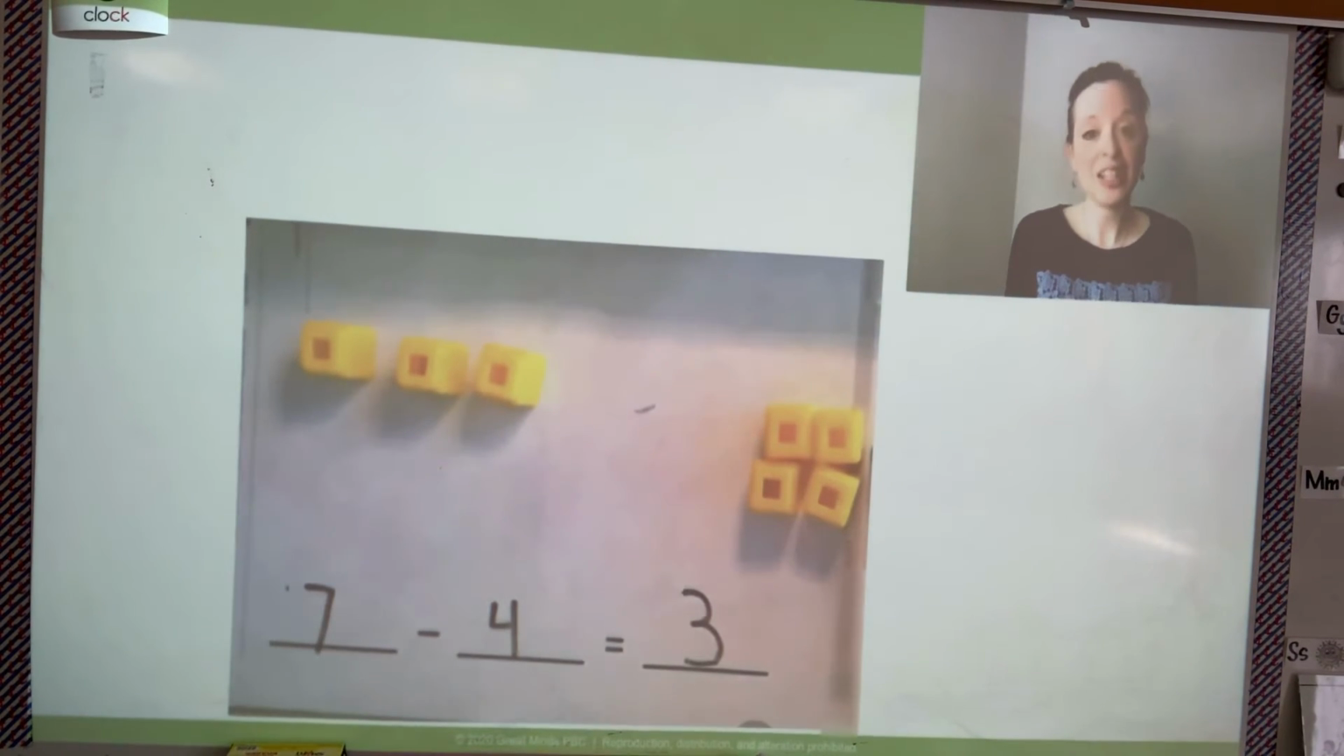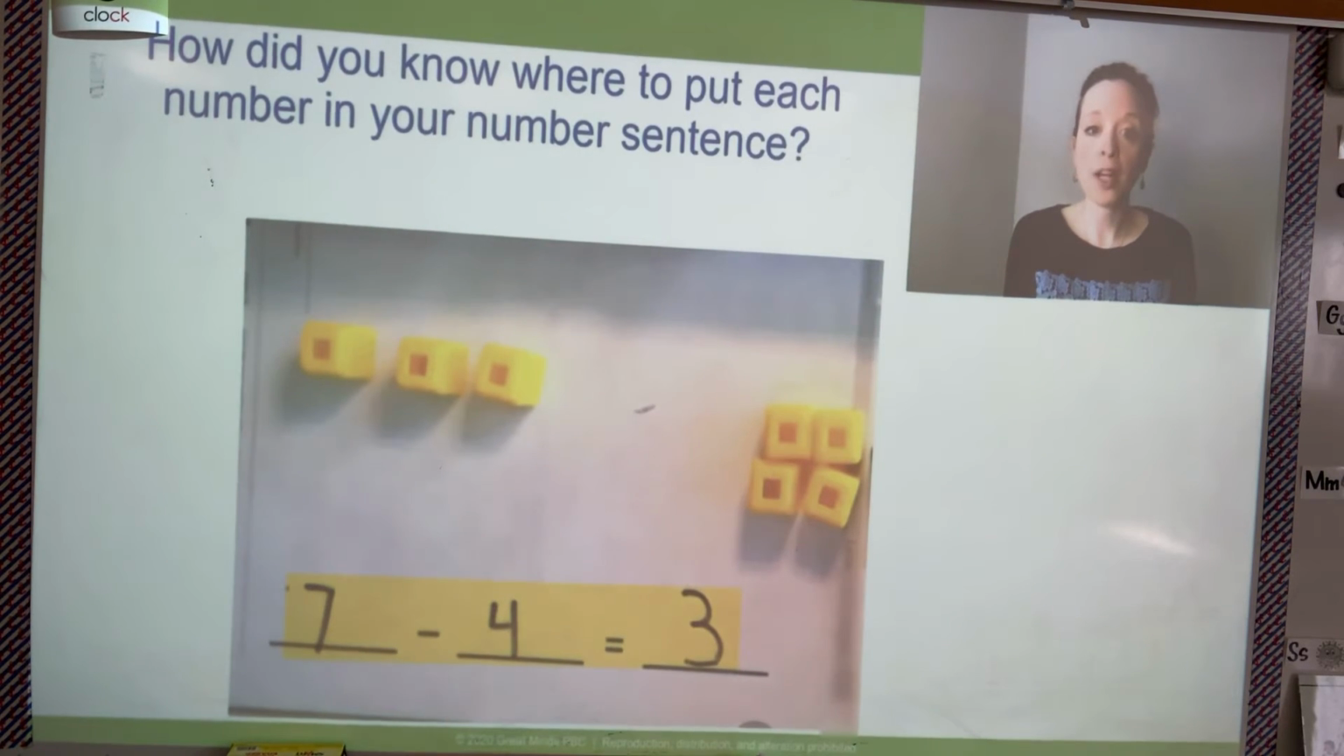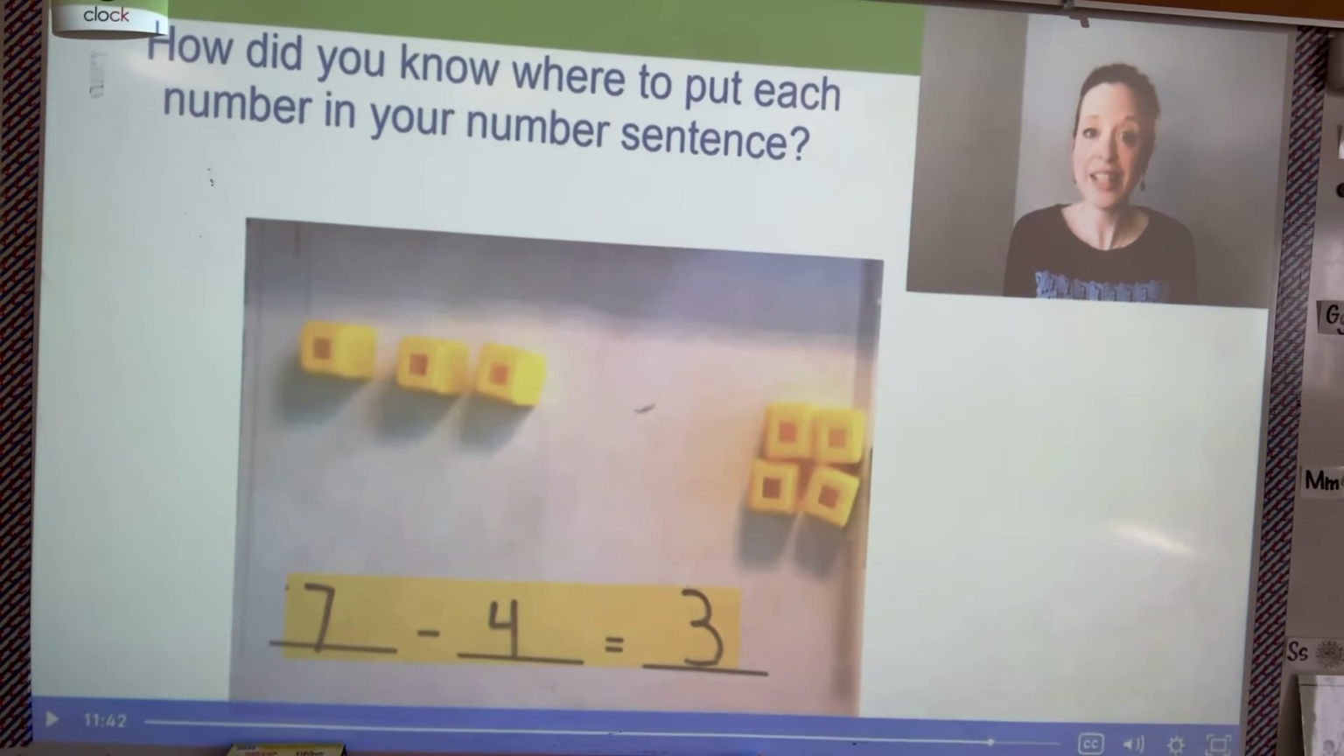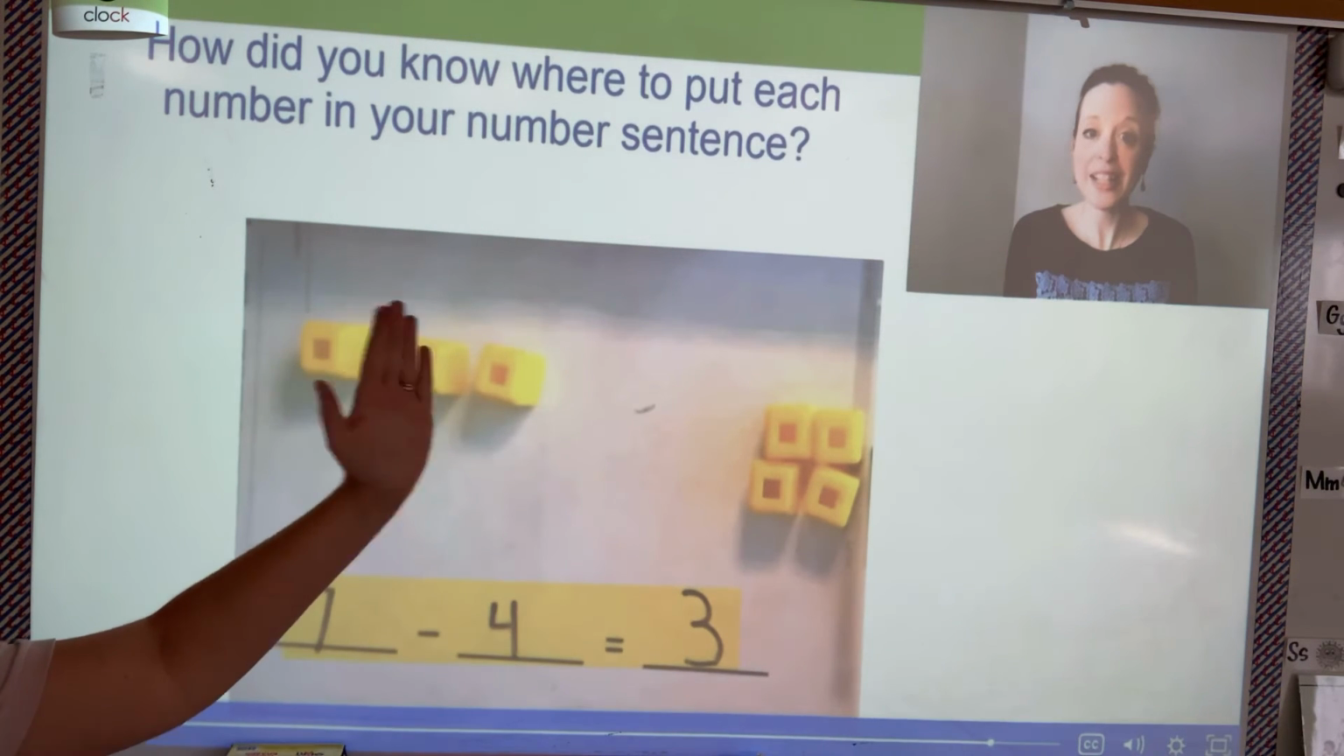Now let's look at our number sentence. How did you know where to put each number in your number sentence? Okay, so here's her question. How did you know where to put each number in your number sentence? How do we know that? Who can raise their hand and tell me?